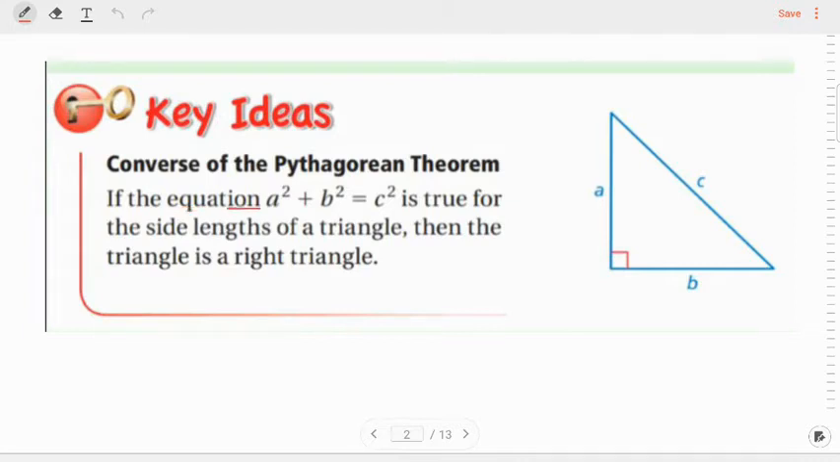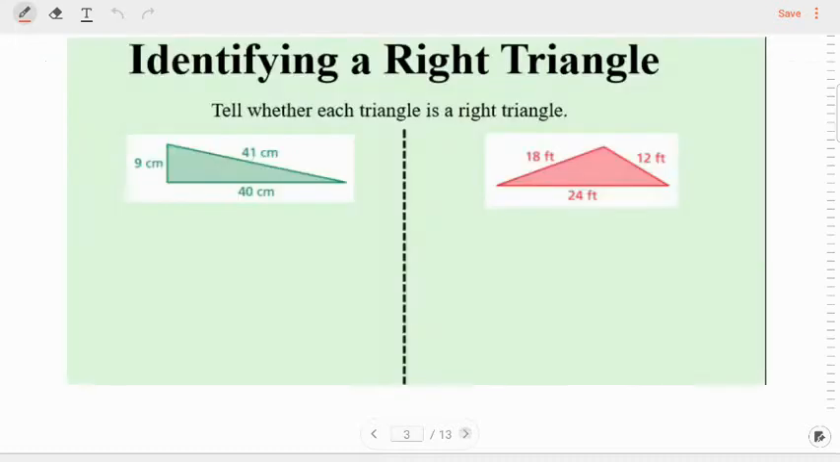It says, if the equation a squared plus b squared does equal c squared is true, then the side lengths must form a right triangle. Now this is often used in construction to determine if walls are square, if they're at a right angle, so we make sure our buildings are straight.